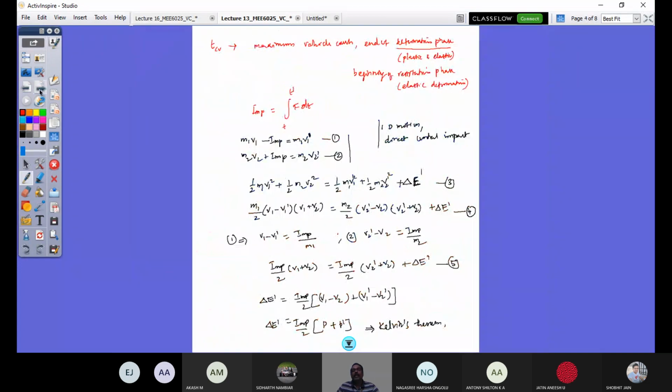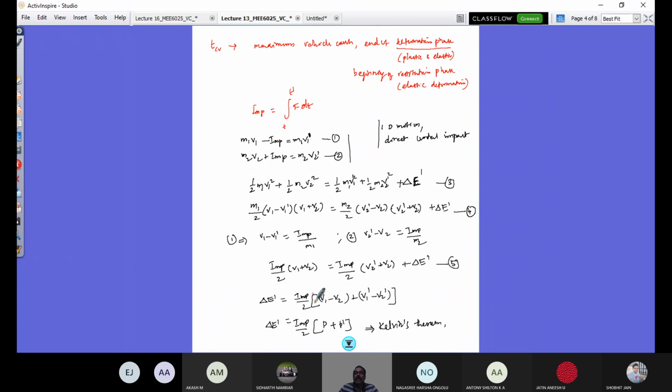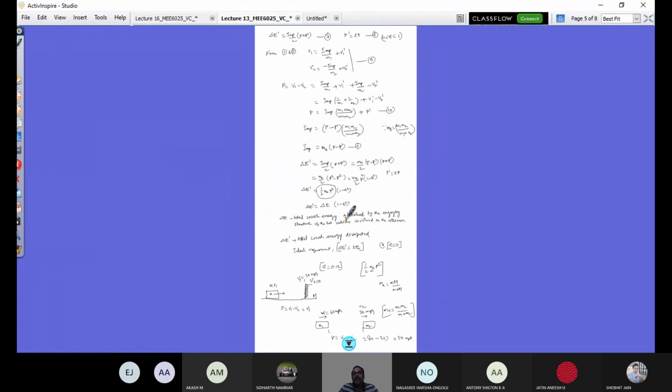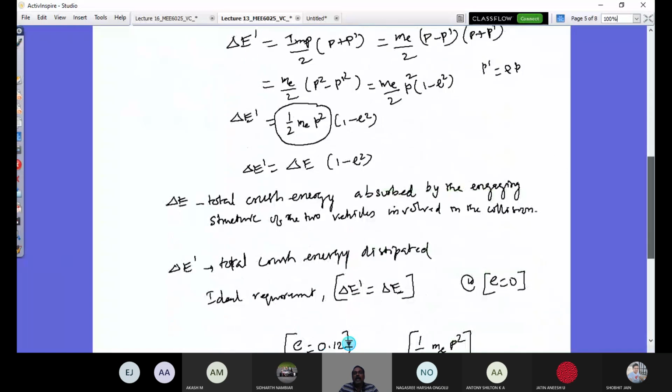And we were proving that with the help of impulse and momentum equations 1 and 2. So before and after collision, we were writing for both the vehicles, and then we were more interested in getting the total impulse to prove Kelvin's theorem. We were proving Kelvin's theorem here. And then we continued looking at proving delta E dash, the dissipated energy. So delta E dash is the total crush energy dissipated, and that would be equal to delta E into 1 minus E square.